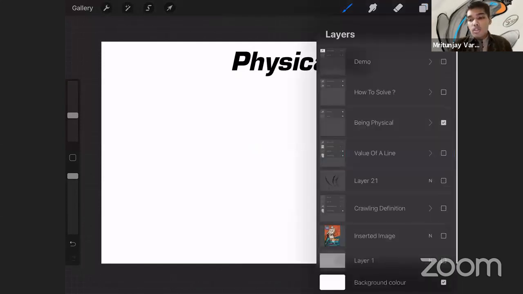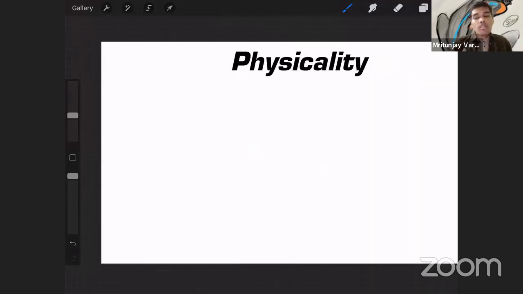Okay, so now we have come to the part where I'm going to show you how to solve the problem you have with scratchy lines in your drawings. The first thing you can do is just be physical with it. What I mean by physical is, try to draw big first of all.